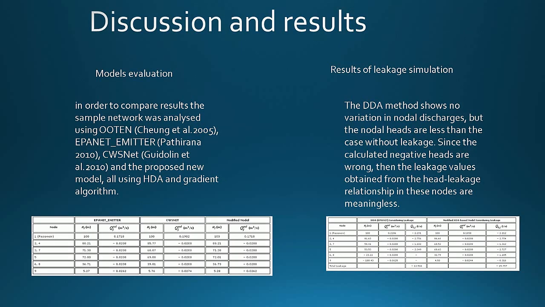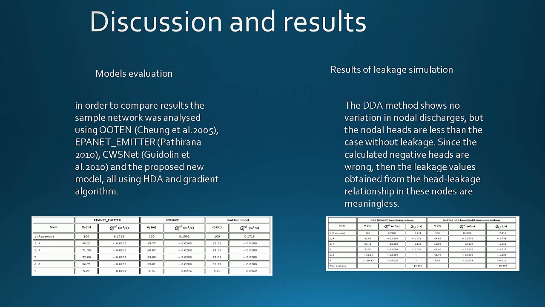Now, in the discussions on result and model evaluation, in order to compare the results, the sample network was analyzed using three programs: EPANET, CWSNet, and the modified model. In these tables we can observe the difference between the three programs, and the result of this simulation.